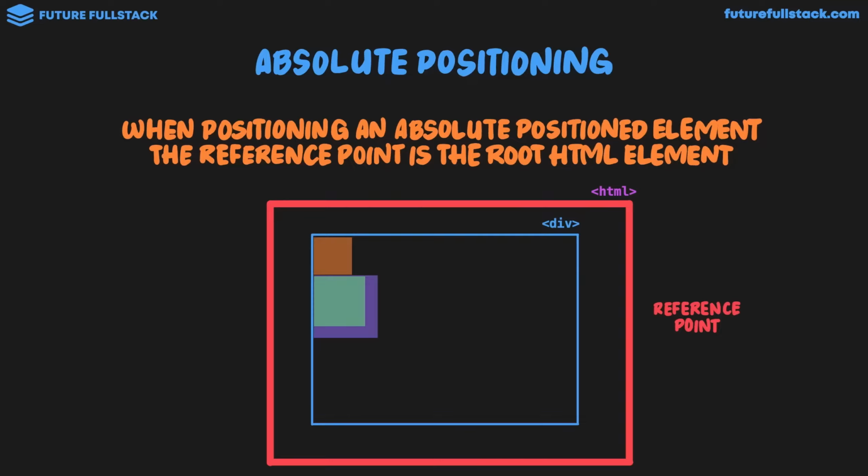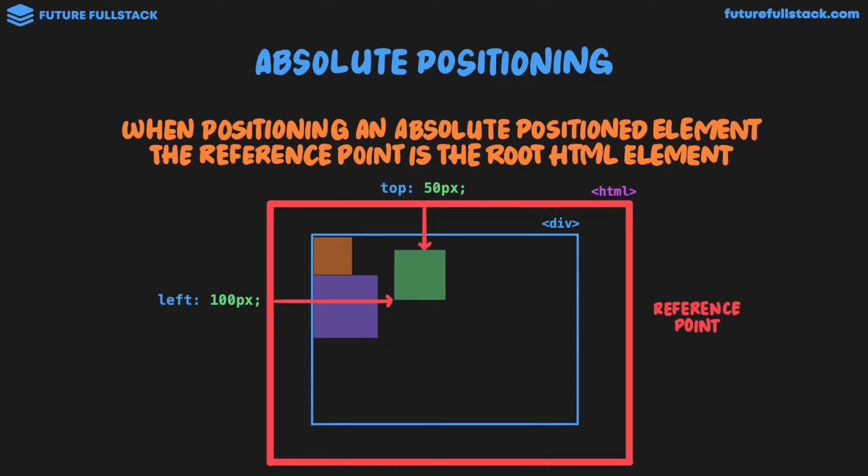So for example, if we applied a left offset of 100 pixels, this would move our green element 100 pixels away from the left edge of the HTML root element. So it would end up over here. If we applied top of 50 pixels, this would move our element 50 pixels away from the top edge of the root HTML element. In this case, effectively moving it up.